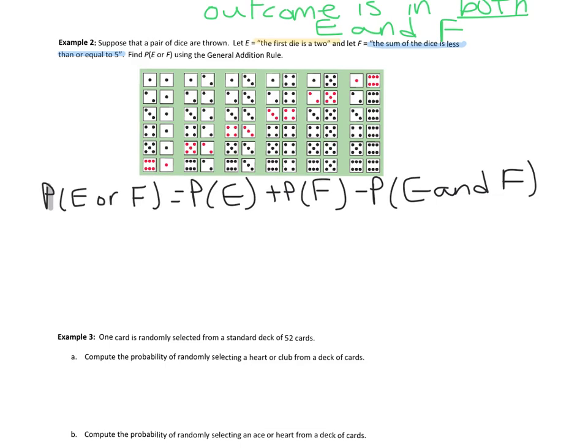So first of all, what's the size of our sample space? I'm just going to use multiplication. We have 1, 2, 3, 4, 5, 6 columns. 1, 2, 3, 4, 5, 6 rows. 6 times 6 is 36. So just a little note, the size of our sample space is 36.